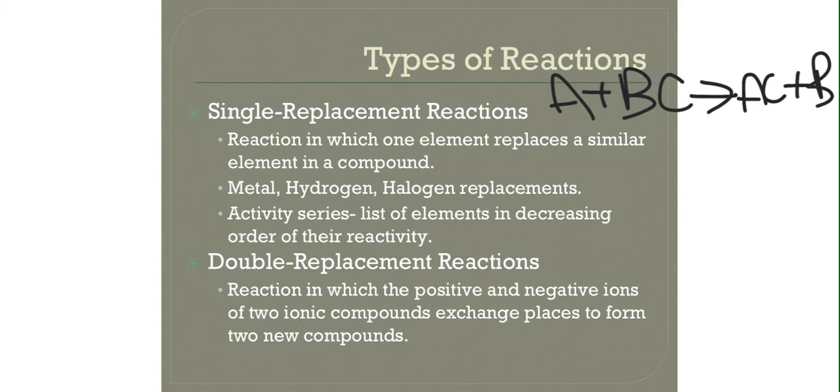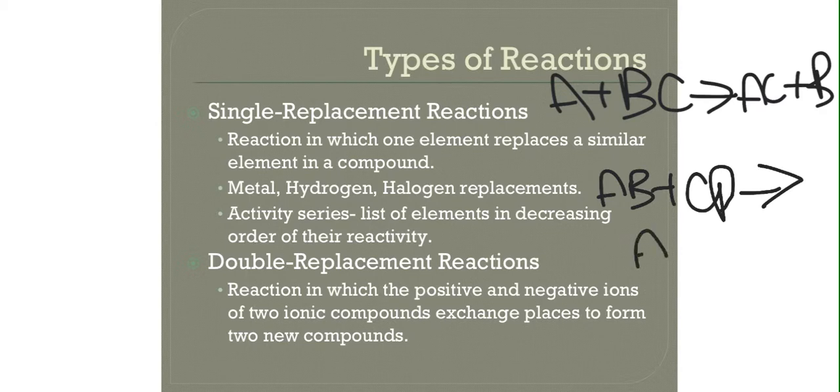The next type of reaction is a double replacement reaction. So this is a reaction in which the positive and negative ions of 2 ionic compounds exchange places to form 2 new compounds. So for this general look, it's AB. You can probably guess what I'm going to put. Plus CD yields AD plus CB. Very general. So in this reaction, A and C are positively charged cations, while B and D are negatively charged anions. Double replacement reactions generally occur between substances in aqueous solutions.